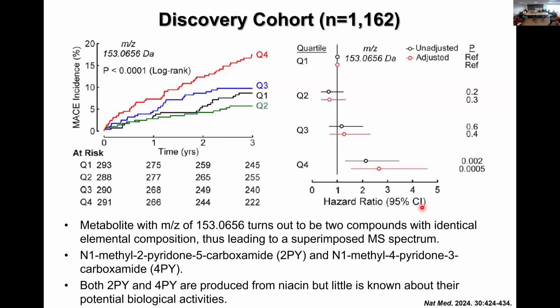So I'm going to summarize 5 years of work into 3 bullet points. It turns out that this metabolite, which has this mass-to-charge ratio, is not one, but 2 compounds that have the same chemical composition, so on the mass spectra they superimpose on each other. But through a whole lot of chemistry that Stan did, it turns out that these 2 metabolites are N-methyl-2-pyridone-5-carboxamide and N1-methyl-4-pyridone-3-carboxamide. 2-py and 4-py. Not much is known about these 2 metabolites except that they are produced from niacin.